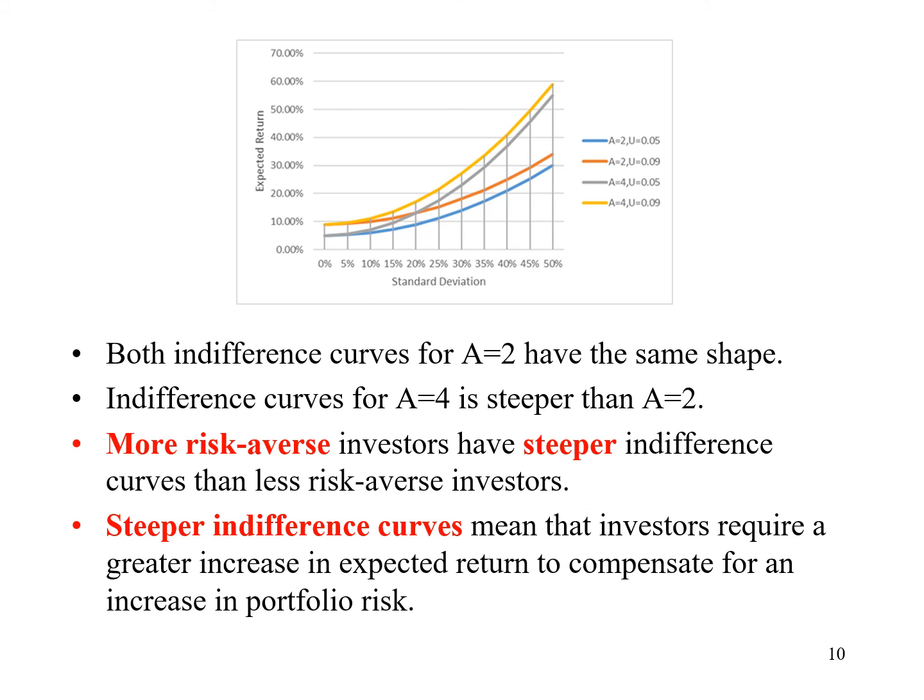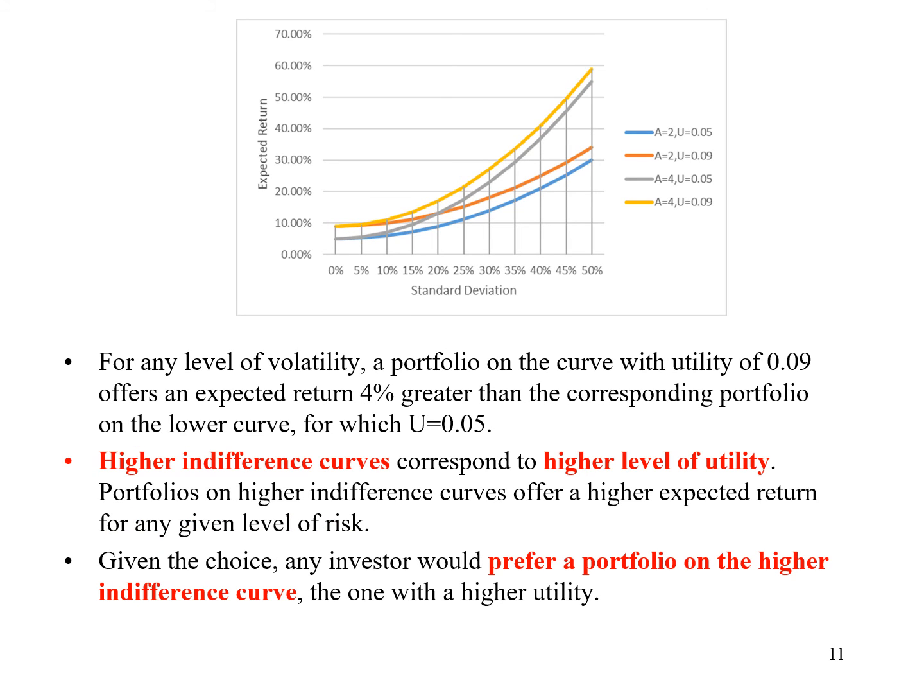Steeper indifference curves mean that investors require a greater increase in expected return to compensate for an increase in portfolio risk. From the calculation, we also observe that a portfolio on the curve with utility of 0.09 offers an expected return 4% greater than the corresponding portfolio on the lower curve. Higher indifference curves correspond to higher levels of utility. Therefore, a rational investor should choose a portfolio on the higher indifference curve.